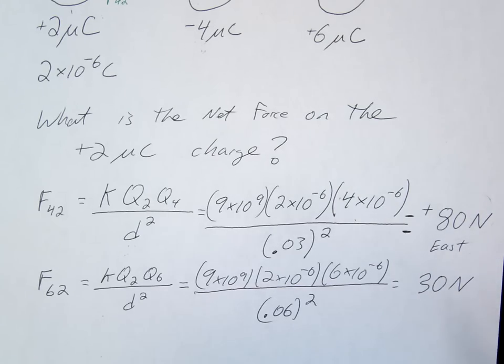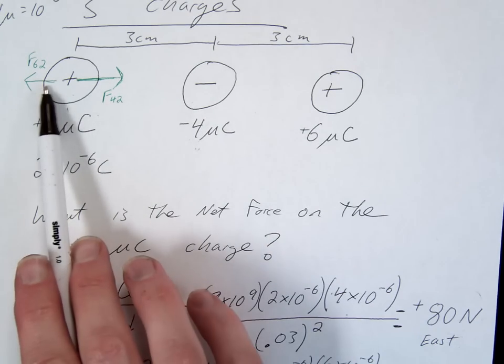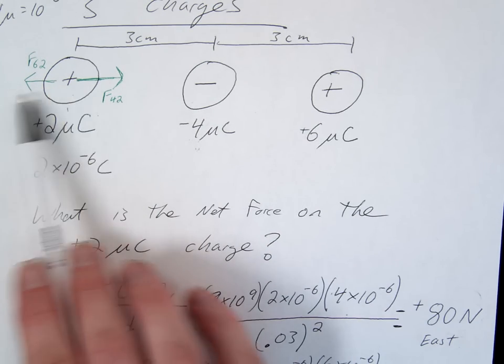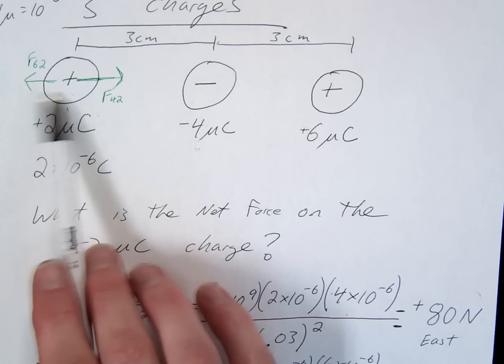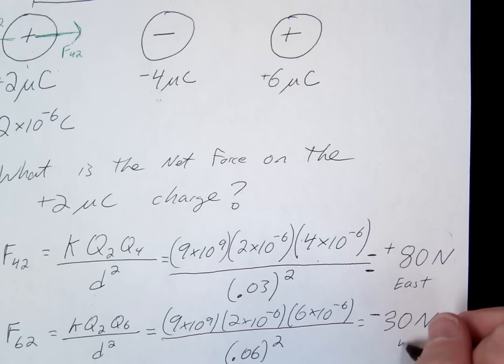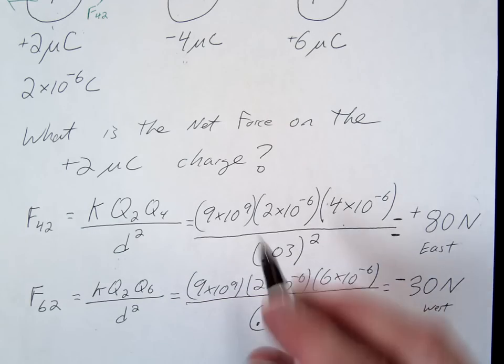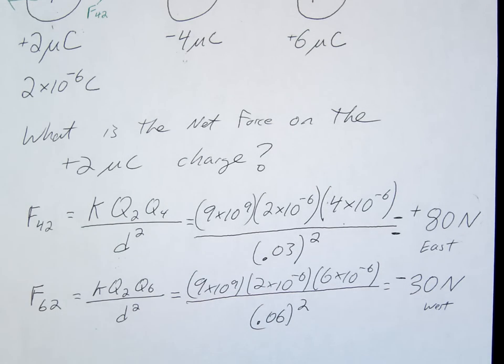Good. So yeah, look at this problem. What direction is F62? Left. Okay, left, right, or to the west. And so we're going to go ahead and make that negative here. So again, just plug in positives in your values and then conceptualize the direction. Is it attracting? Is it repelling? That'll tell me the direction.